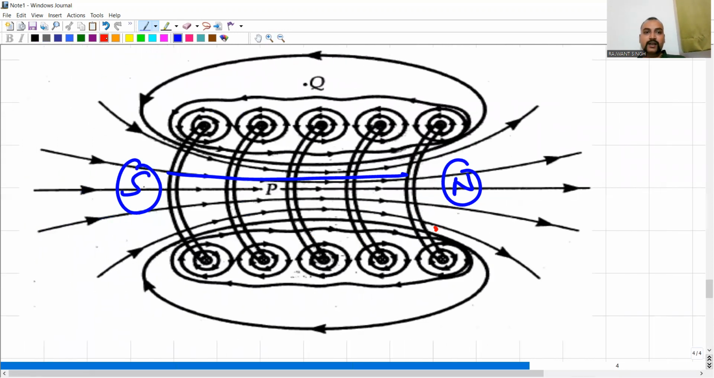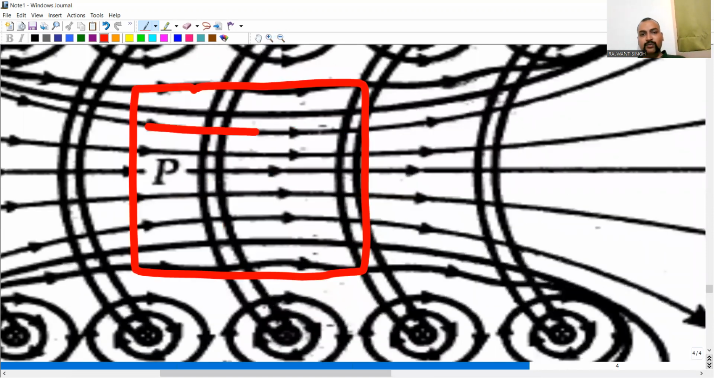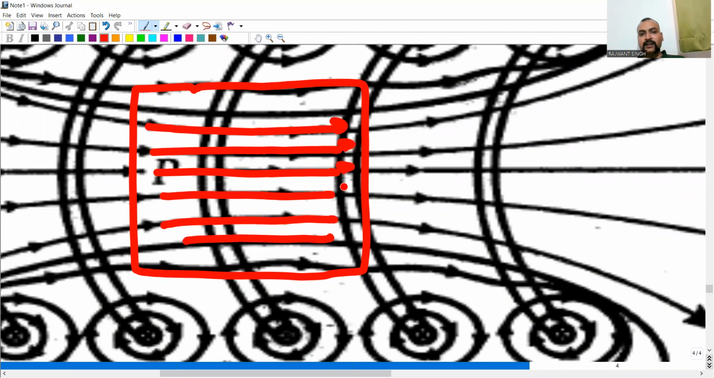Again, you also have to observe that within this region, the magnetic field lines are almost parallel. So we can conclude that right at the center of the solenoid, the magnetic field lines become almost parallel.